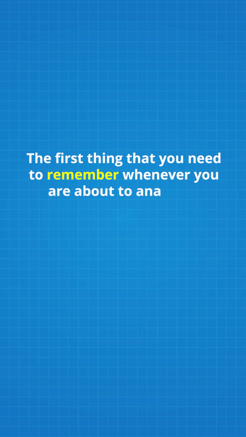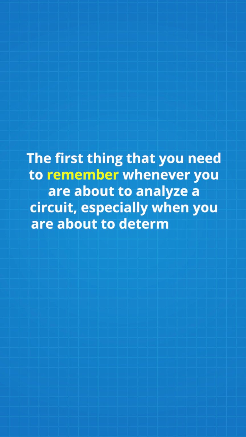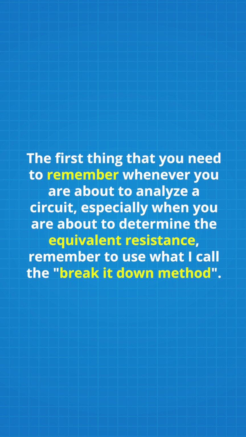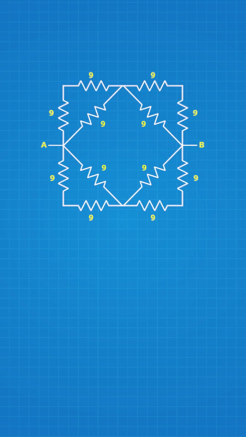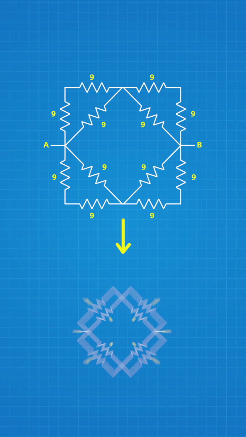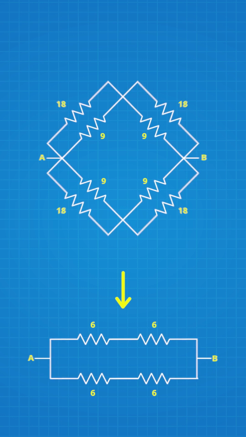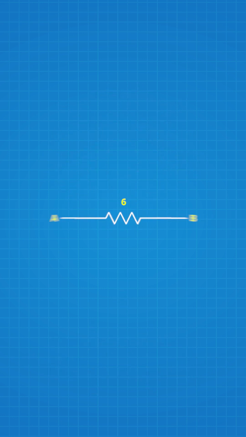The first thing that you need to remember whenever you are about to analyze a circuit, especially when you are about to determine the equivalent resistance, remember to use what I call the break it down method. We'll break down the circuit piece by piece, determining equivalent resistances until we have a single equivalent resistance for the entire circuit. What are we waiting for? Let's break it down. Step 1.